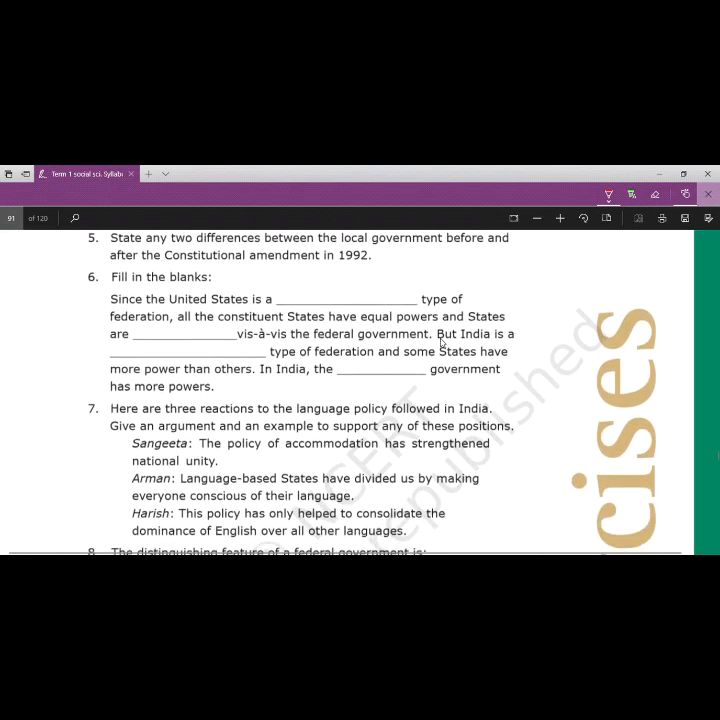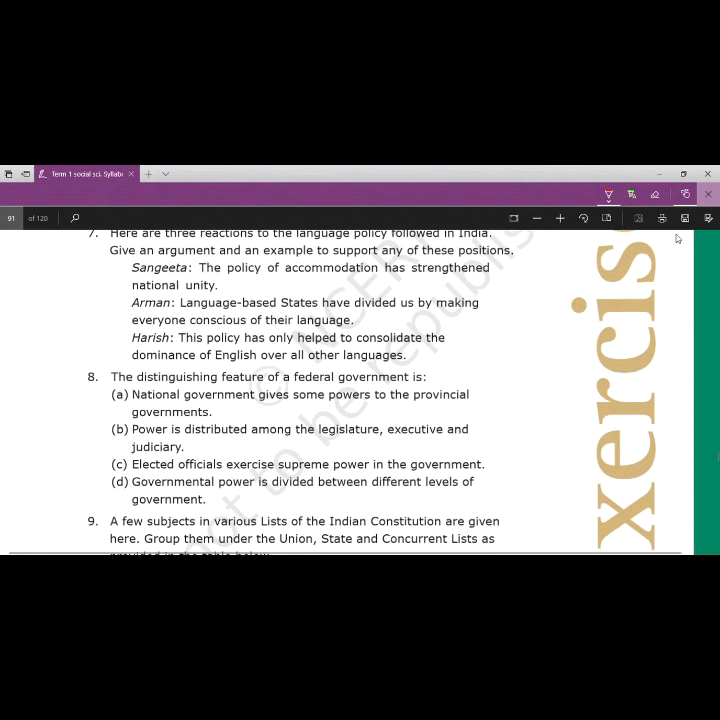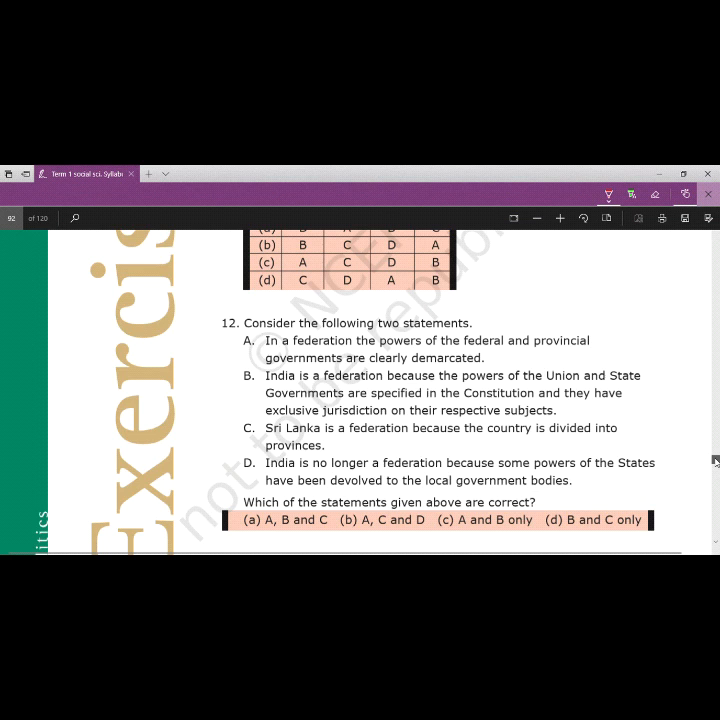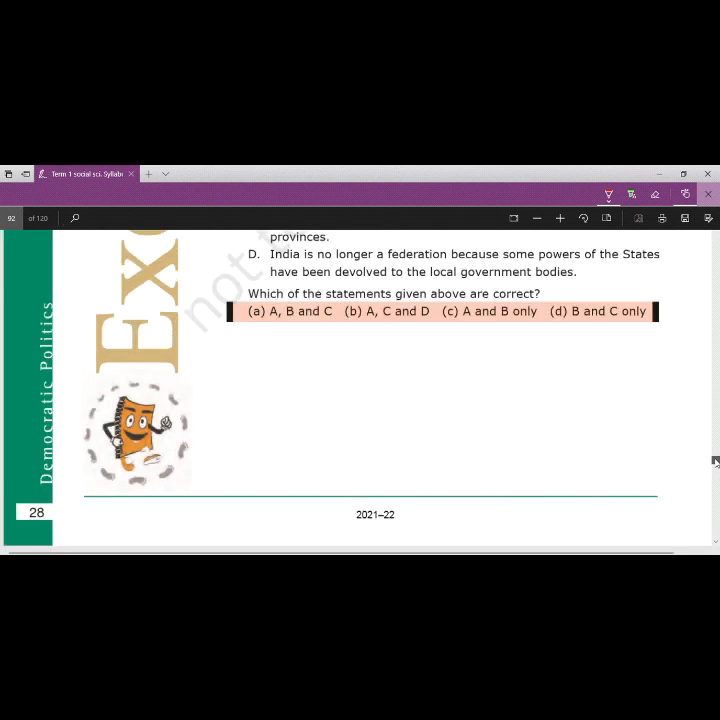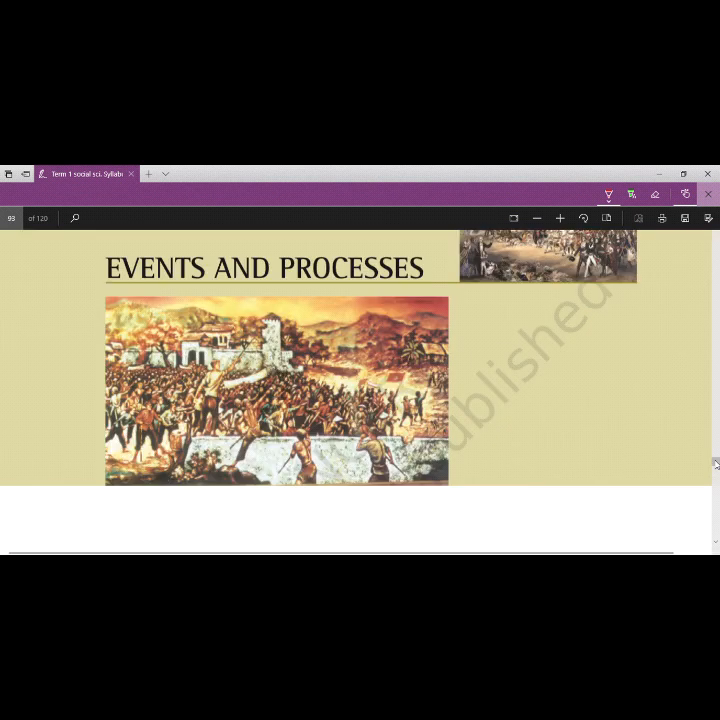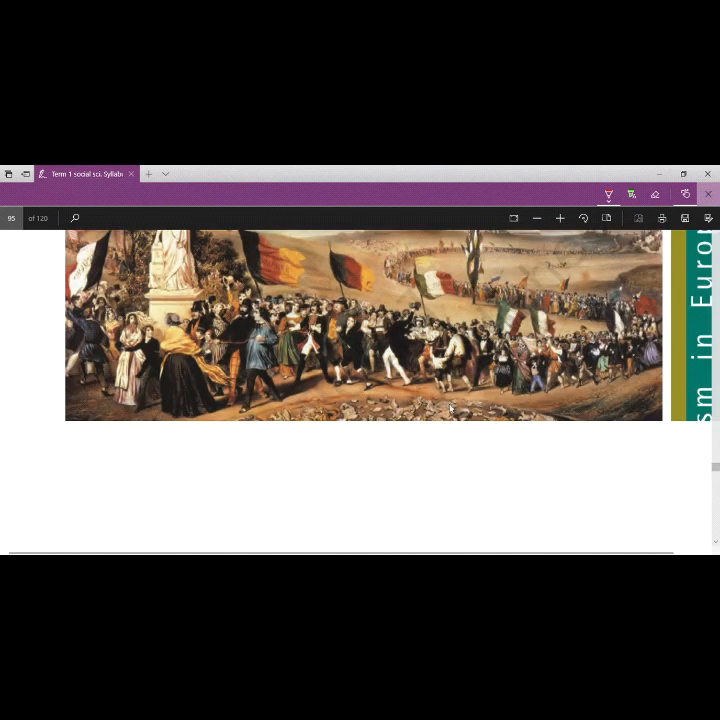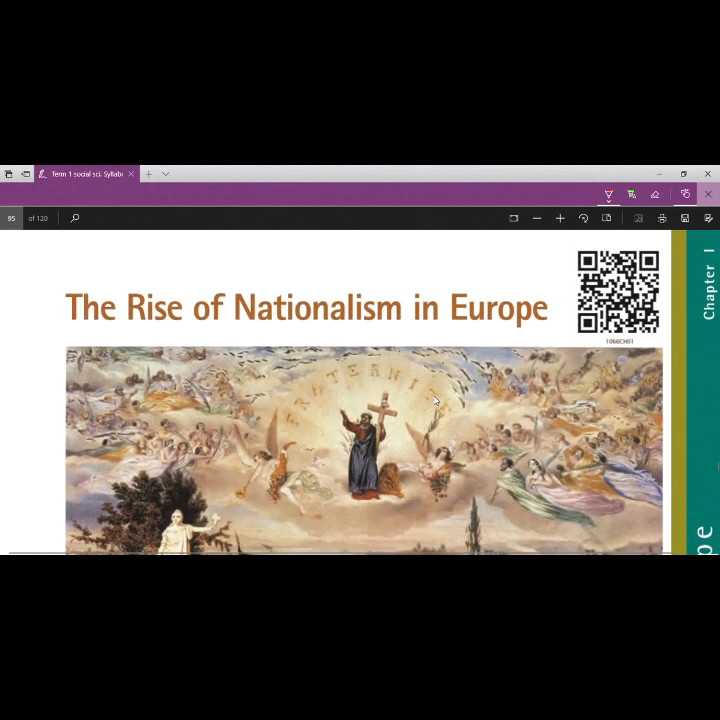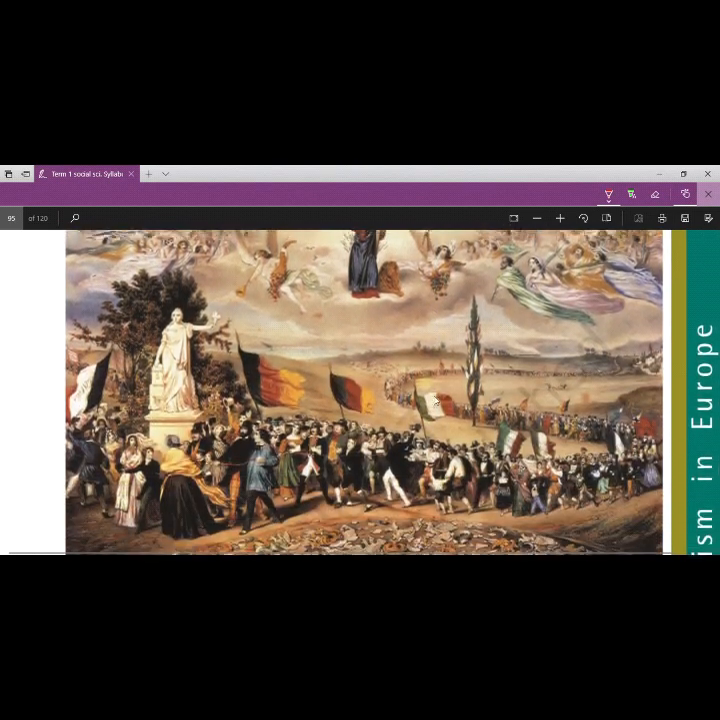Then you have your back exercise, and this was all about the portion of political science. Let's move to the next portion of social science, that is history portion. And only one chapter is included in your term 1, so it's very good that only one chapter will come in your examination. And the name of the chapter is the rise of nationalism in Europe.